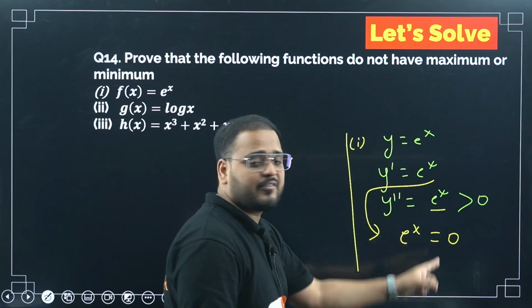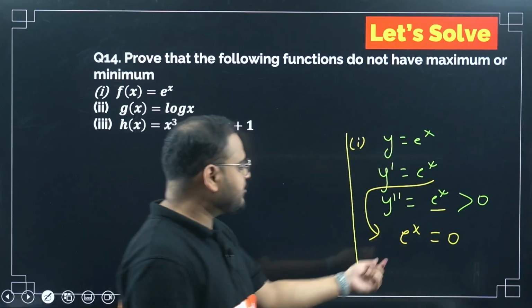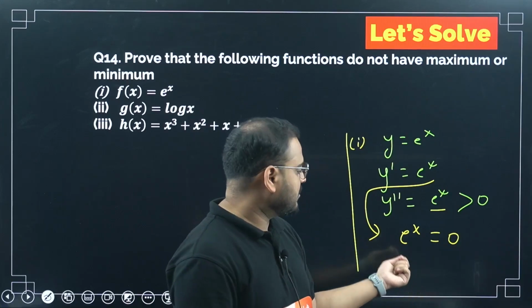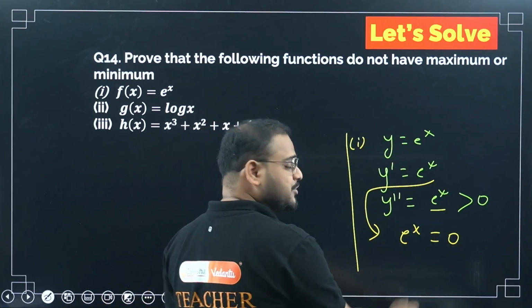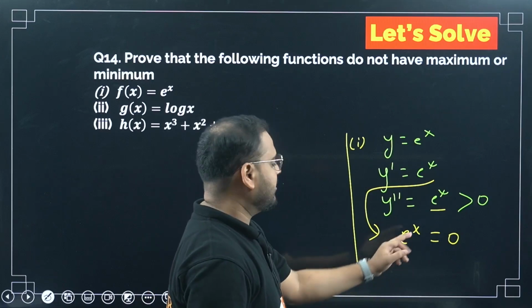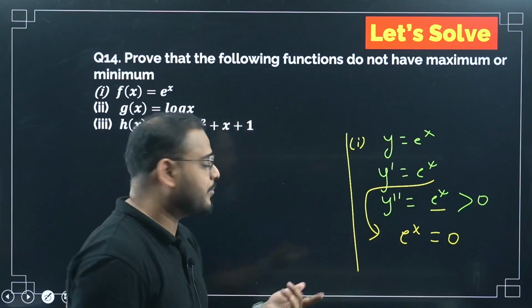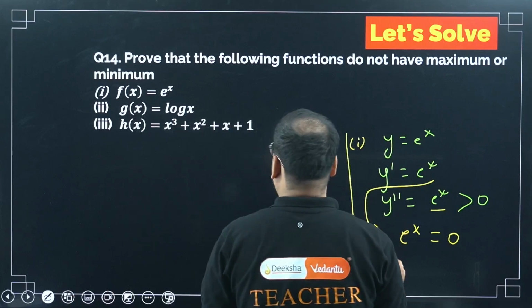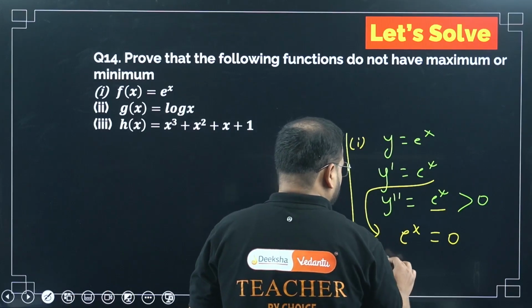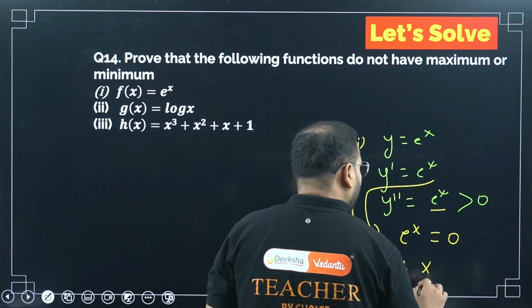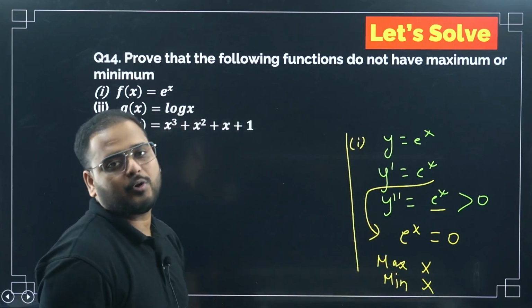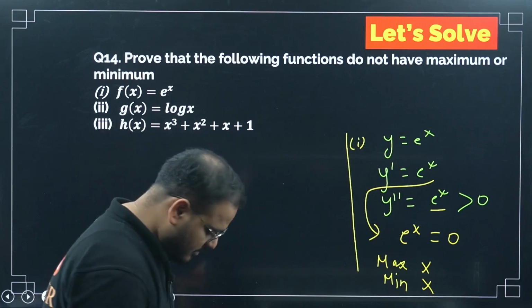Is the exponential function ever 0? Can you make the exponential function 0? No, sir. e power x can never be 0, because e is a number, and power anything will never make it 0. So again, you cannot have maxima, and minima also no, because you don't have any critical point. Where will you find the maxima and minima? There is no critical point.